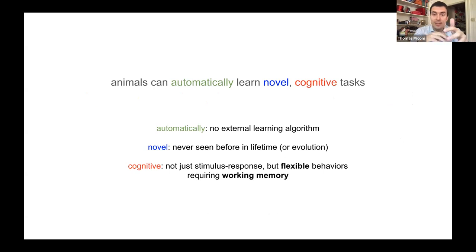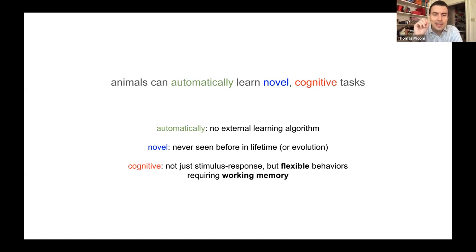That is, they don't have an external learning algorithm training them. They don't learn by backprop or gradient descent. They have their own internal machinery, which allows them to learn pretty complicated things. They can learn novel tasks. That is, they can learn tasks that they have never seen before in their life, or even in some cases, in their evolution. I'm going to show an example in a minute.